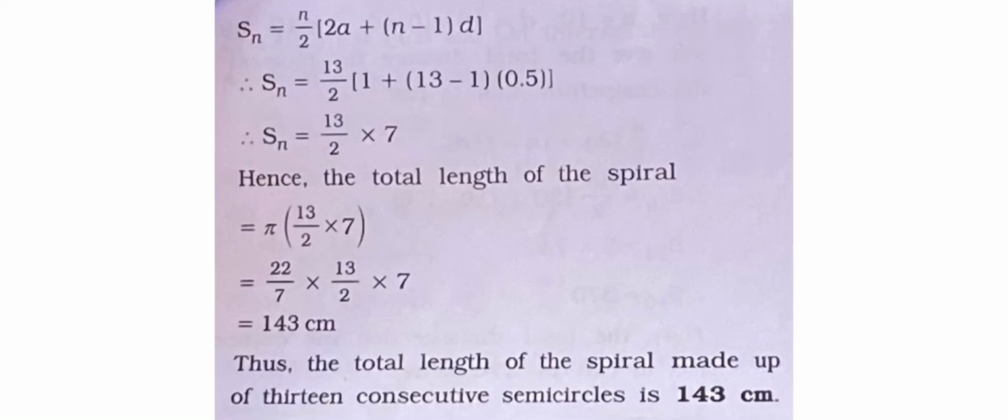Now for finding total length of spiral, we will use equation 1 and we will substitute the sum of all the terms in equation 1. We will get pi into 13 by 2 into 7. Value of pi is 22 by 7, so 22 by 7 into 13 by 2 into 7, that is equal to 143. Thus, the total length of spiral made up of 13 consecutive semicircles is 143 centimeter.